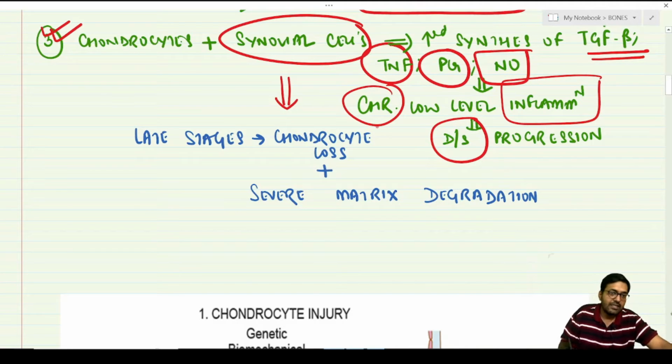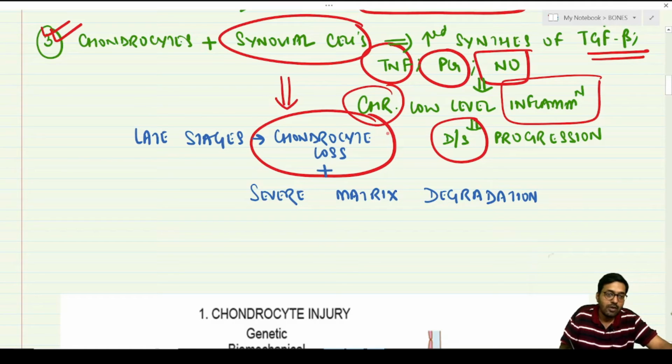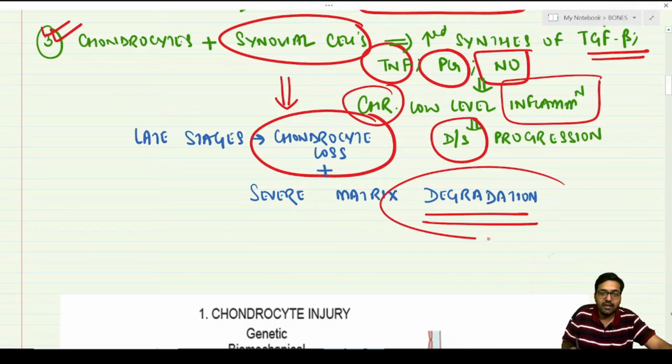In the later stages, what is going to happen? The chondrocyte will become lost. So there will be loss of the chondrocyte, loss of the articular cartilage, and severe matrix degradation, because the quality of the extracellular matrix is gone. Along with that, the proteoglycan degradation becomes very high. So ultimately, there's a loss of the matrix.